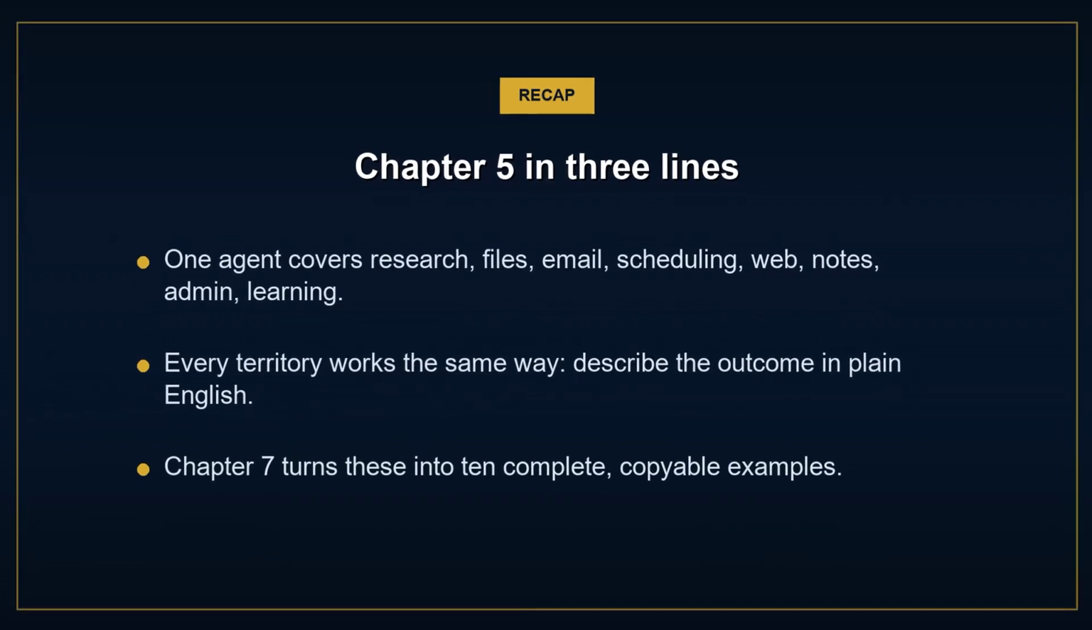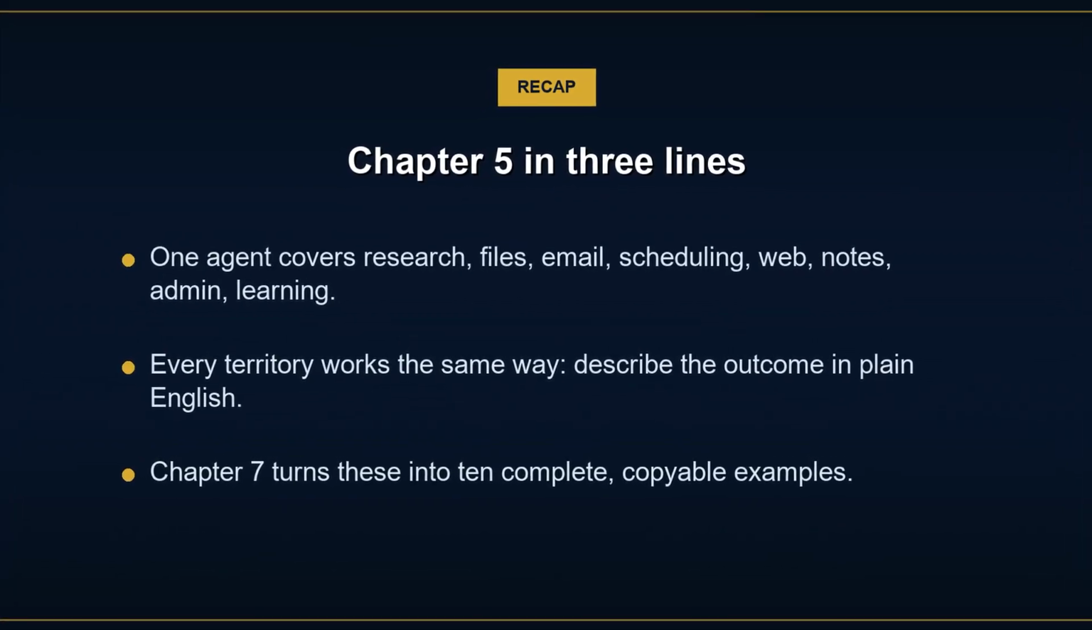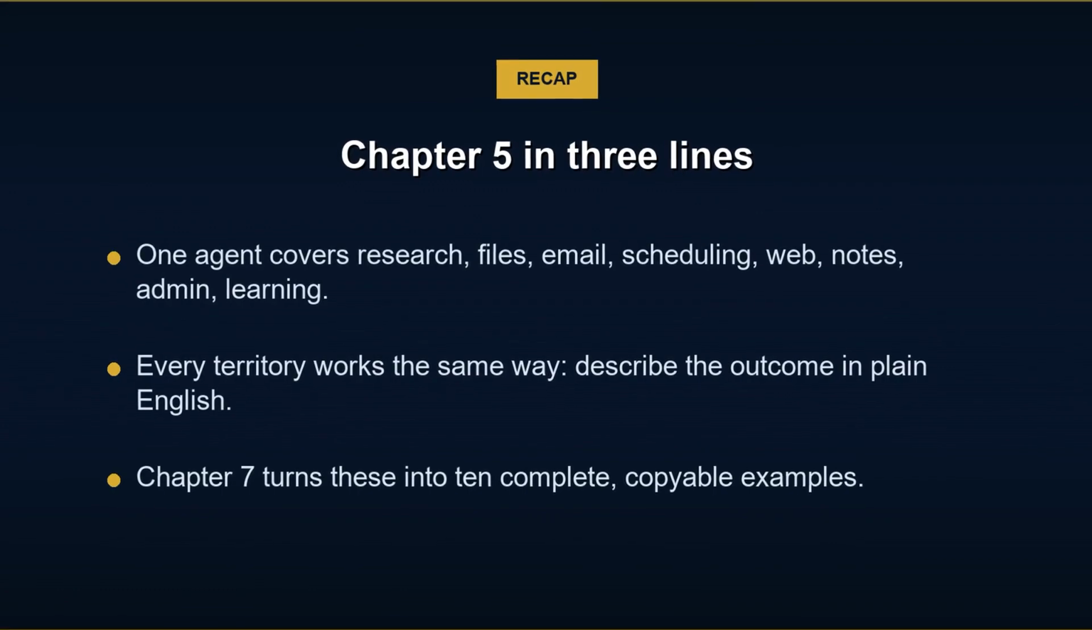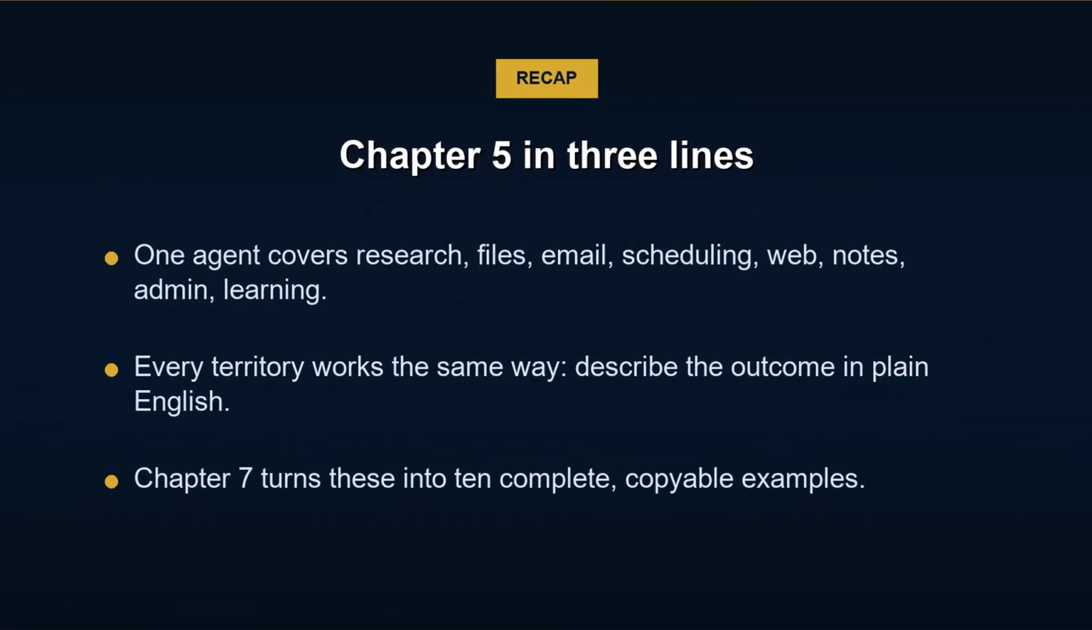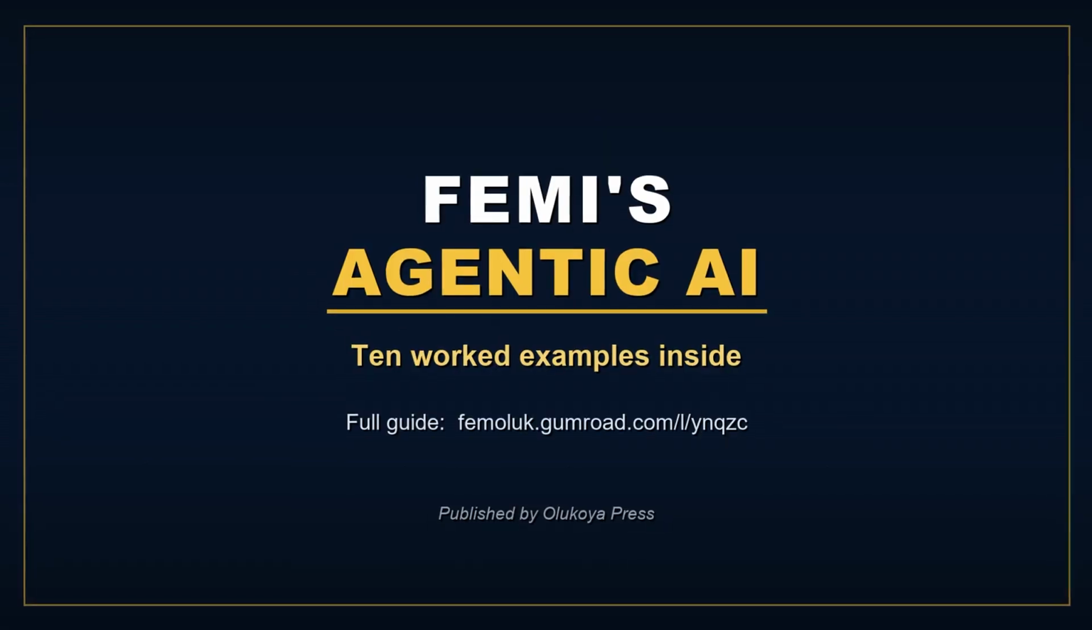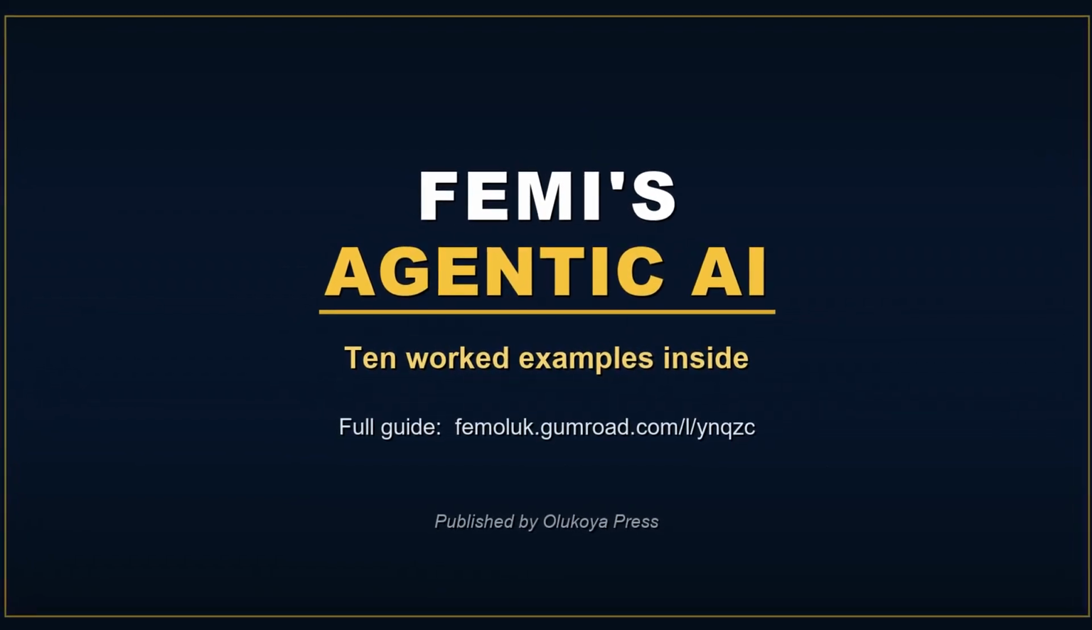Quick recap. One agent covers research, files, email, scheduling, web, notes, admin, and learning. Every territory works the same way. You describe the outcome in plain English. Chapter 7 turns these into 10 complete, copyable examples. 10 worked examples are waiting inside.